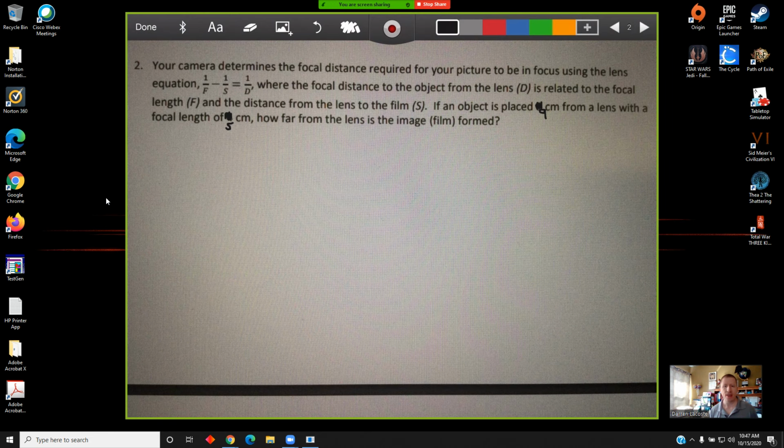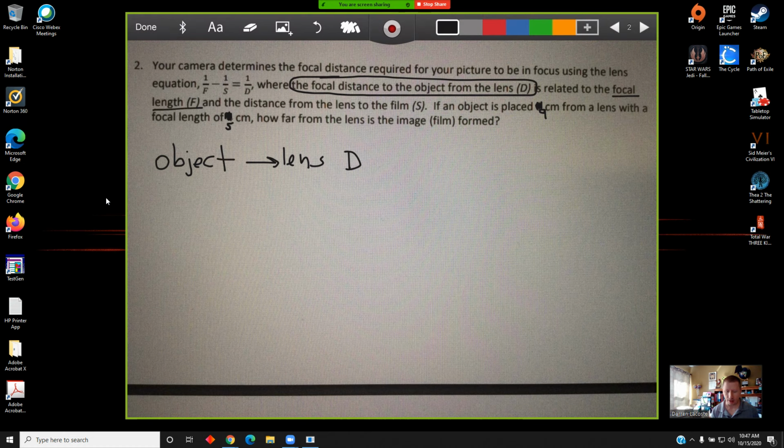Okay, so once again, the key to being successful in a problem like this is knowing what the variables mean. So let's go ahead and look carefully at that information. We have that the focal distance to the object from the lens is d. So distance from the object to the lens is d. Next, we have that the focal length is f. And finally, we have the distance from the lens to the film is s.